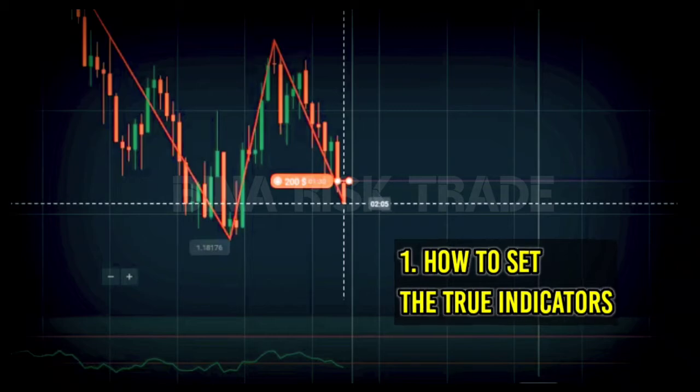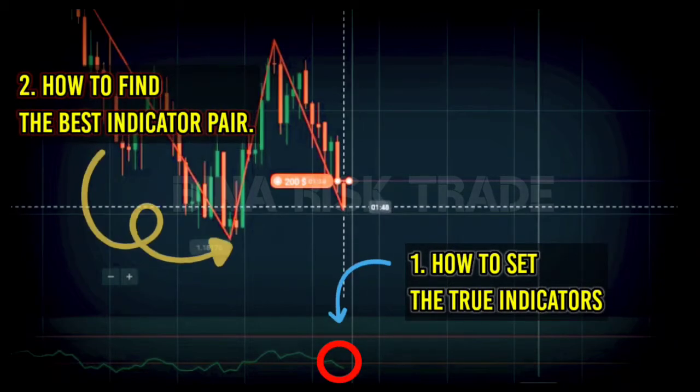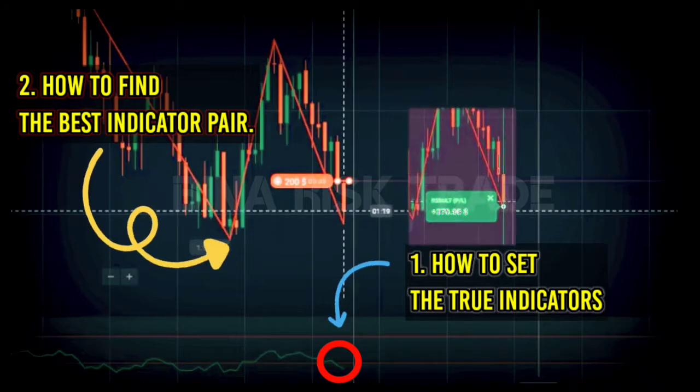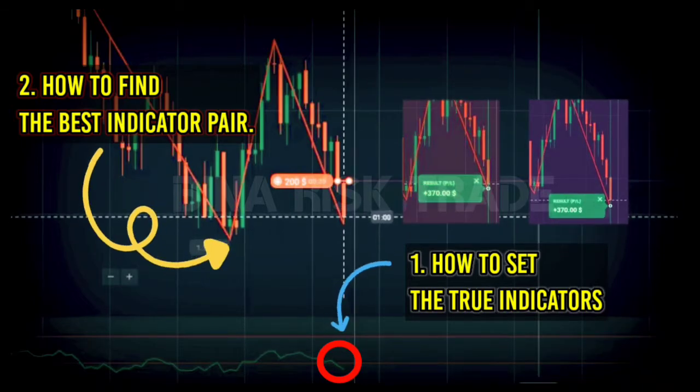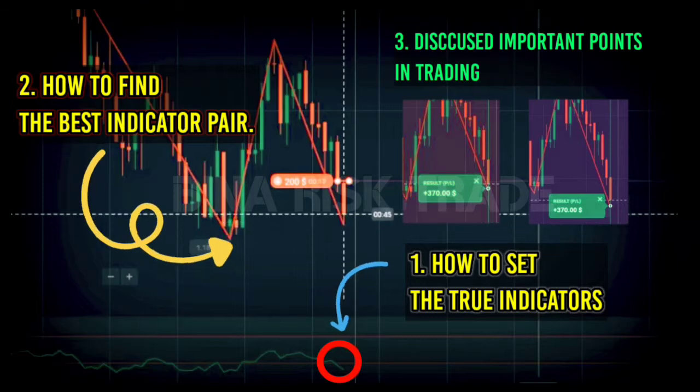This video explains how to set an indicator and how to find the best pair of indicators. Because with the use of the right strategy, you will get a lot of wins. This video also discusses important points in trading.